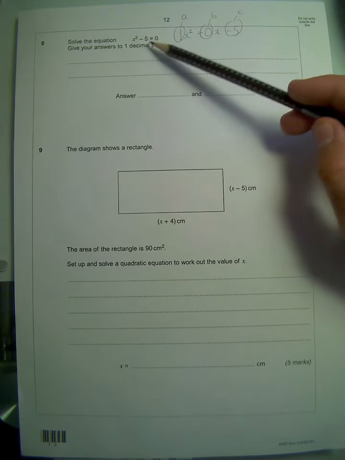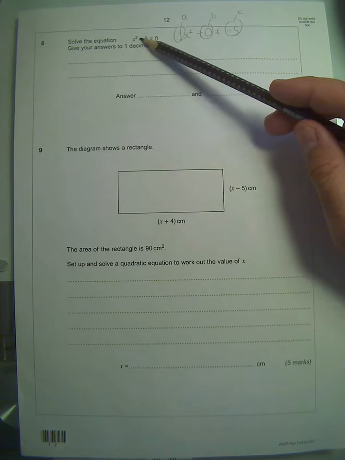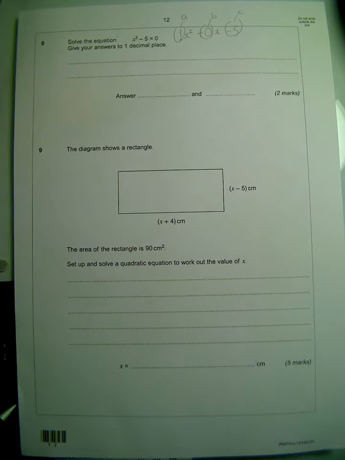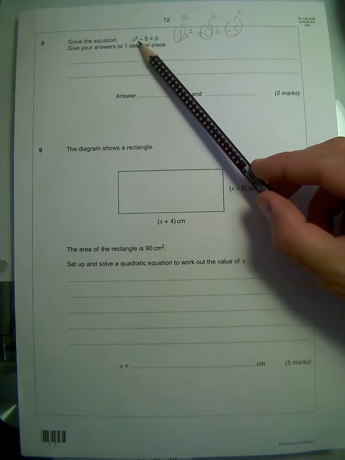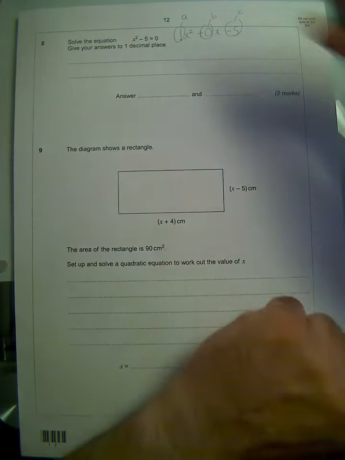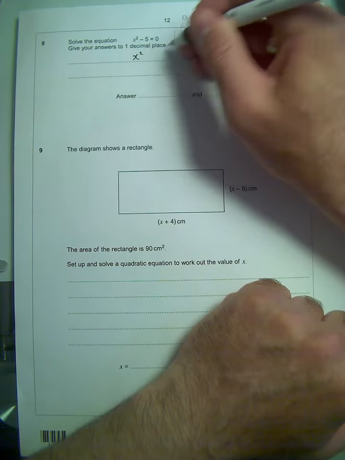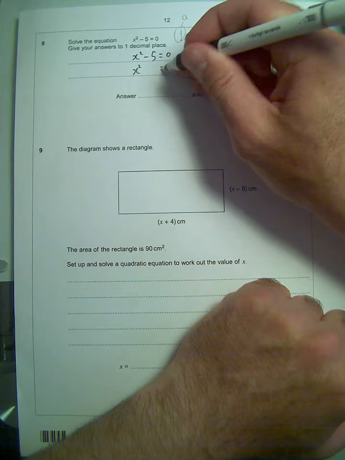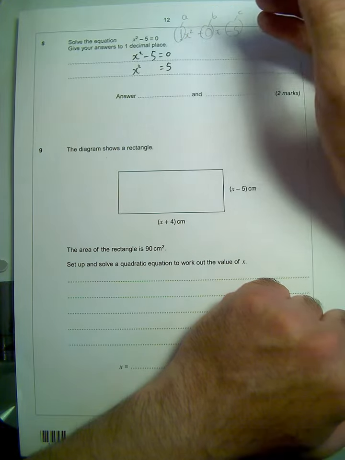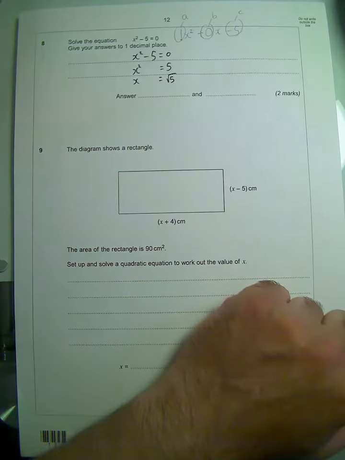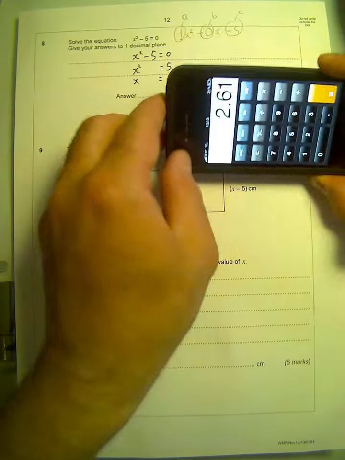Because the thing we've got here only has one x squared term in it, now normally you have an x squared and an x term in a quadratic equation, but because this only has an x squared in it, then it's easy to manipulate it just by adding and subtracting and doing other things to both sides. So x squared minus 5 equals 0. Add 5 to both sides. X squared equals 5. And if x squared equals 5, x is the square root of 5. Get your calculator out and do the square root of 5.